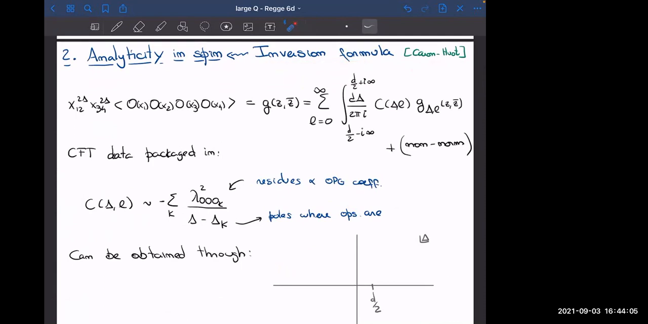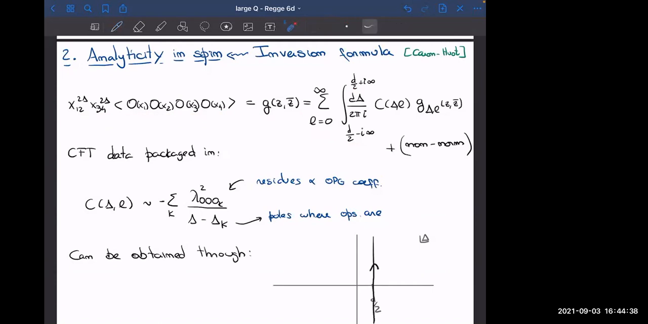So if I take a correlator of 4 identical scalar operators for simplicity, this is a correlation function that depends only on 2 cross ratios after I multiply by this prefactor that carries the weight. It has a decomposition like so, as a sum over all the spins and an integral over dimensions, where we're integrating over these complex dimensions. So in the delta plane here, I'm integrating along this line.